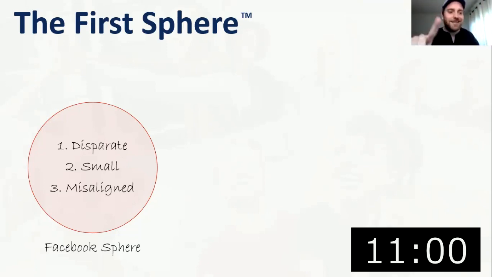So which one of these three things do you most relate to when you think of your Facebook friend list as it is now? Put in the comments. One, disparate. Two, small. Or three, it's misaligned. It's full of people that don't really live in my community. Maybe too many realtors. Pop that in the comments, right?